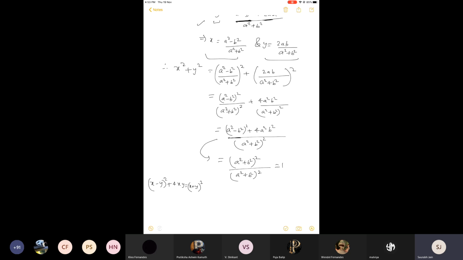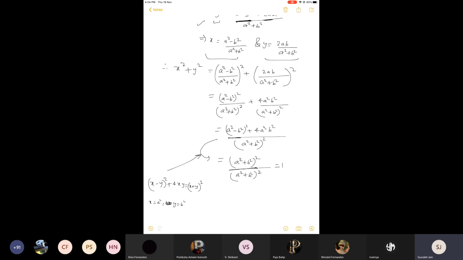In place of x, here we have a square. In place of y we have b square. And by using this identity, we have written this expression. Overall numerator and denominator will be the same, so the answer will be 1. Important question. They have asked you to find the value. The value is 1.